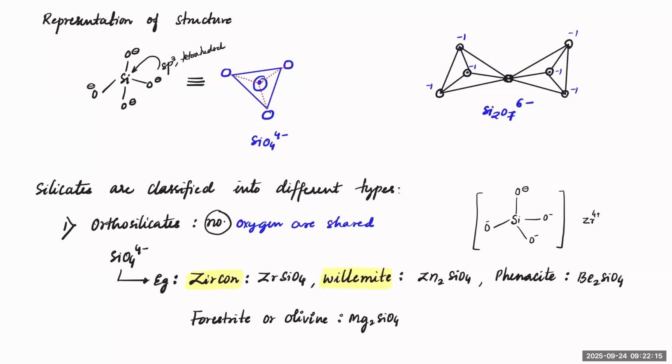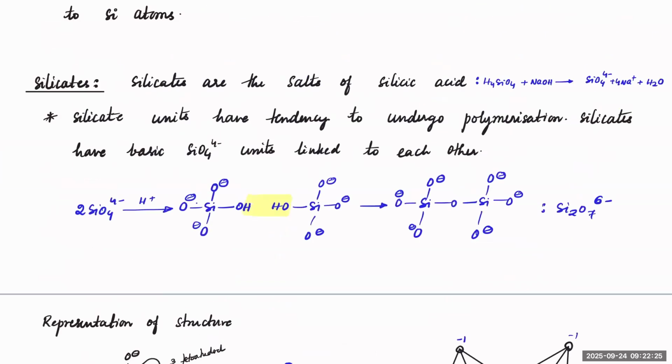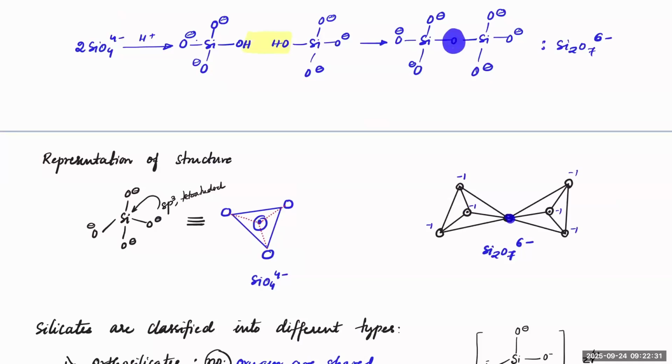But how is that central oxygen shared? Does it have six bonds? The central oxygen has no six bonds. That's why I told you these are not bonds. This is just a structural representation, to represent the structure. That's why I told you the first thing: don't think of that as a bond. Bonds are these three. I'll change the color also. These are the bonds.